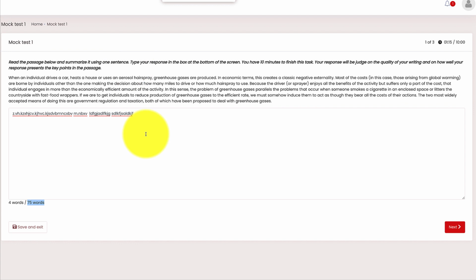So all in all, you have to read a passage and then you have to write a summary of that passage in 75 or less than 75 words. And you can write that summary in just one sentence only.